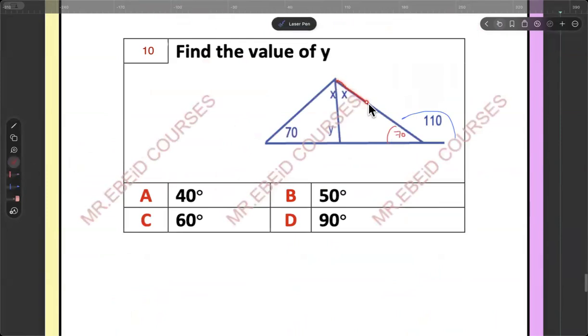Then check this triangle. We have this is 70 and this is 70. We can find the measure of 2x. As you know, the sum of the measures of the interior angles of any triangle equals 180. So we can find the measure of this angle. It will be 180 minus their sum, which equals 140. So 2x equals 40. It means x equals 20. And this is 20. Now check this triangle. Again, we have two angles. Their sum equals 90. And this triangle is 180, so 180 minus 90. So the value of y equals 90. So the answer is D.